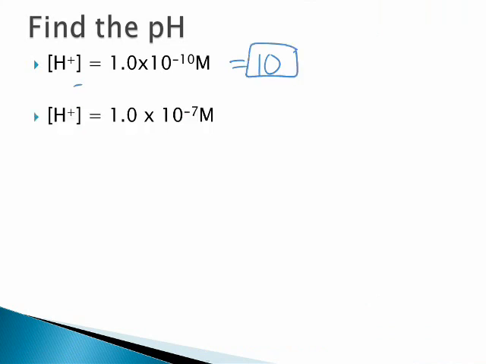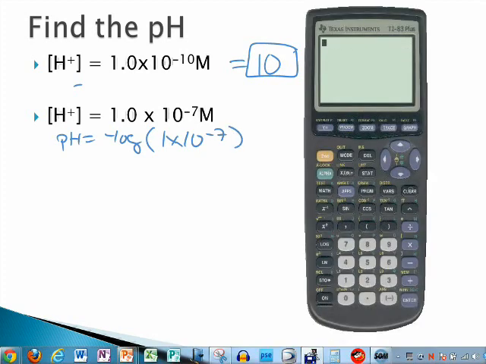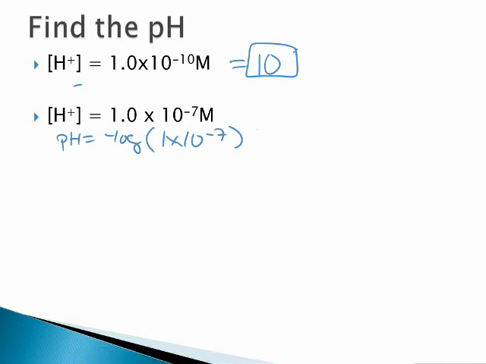Okay, let's try the next one. pH equals minus log of the concentration, 1 times 10 to the minus 7. Let's clear the last one. So minus log, second function E, minus 7. I put E instead of just saying 1 times 10 to the minus 7 because it wasn't necessary. 1 times anything is itself. So we have a pH of 7.